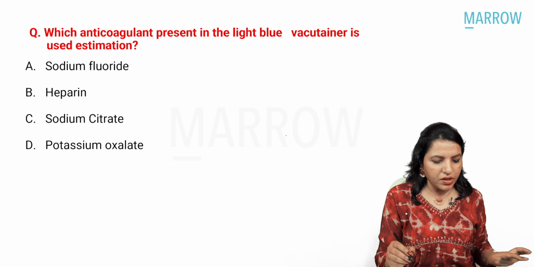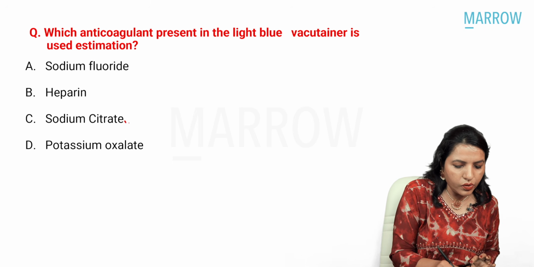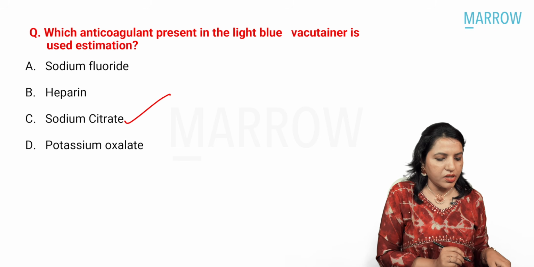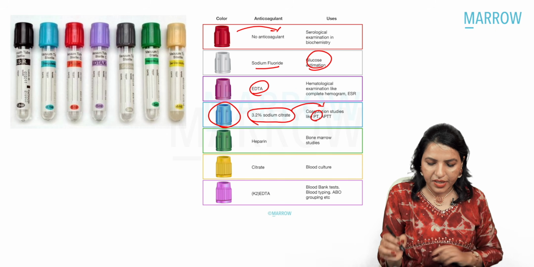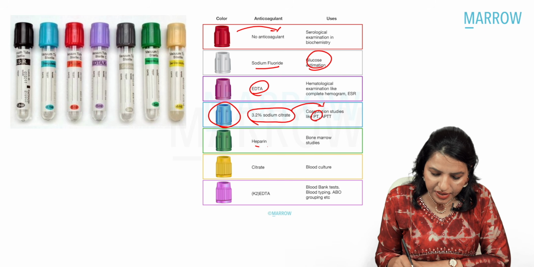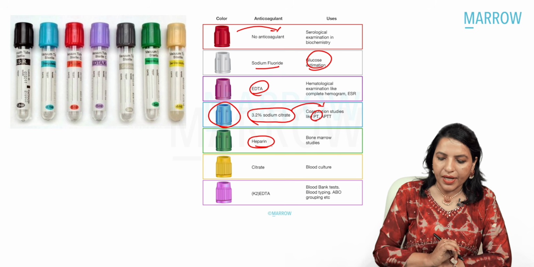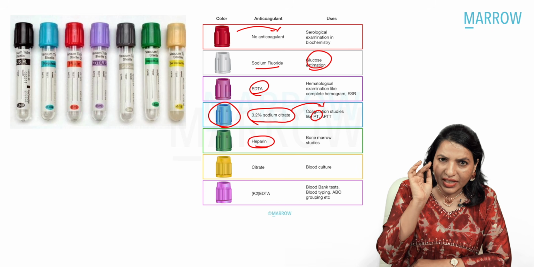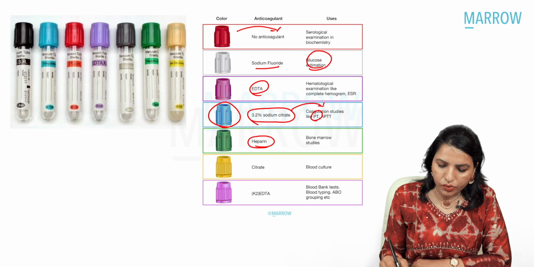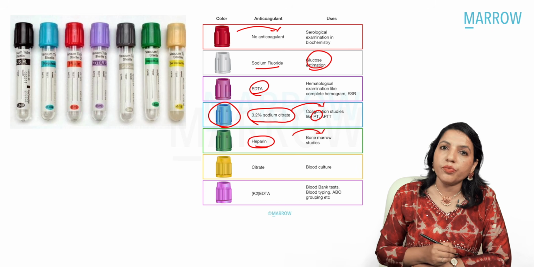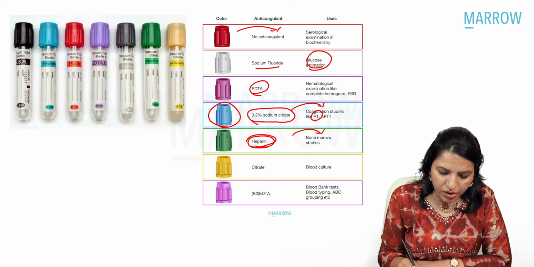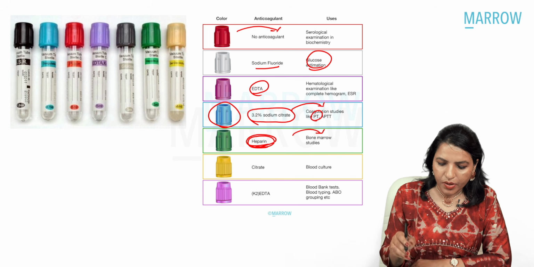So in that question they asked us about the light blue. The answer here is sodium citrate. Then what about fluoride, heparin and oxalate? What you can see here is heparin. The next one is heparin. Heparin in the green color code is used for bone marrow studies. Like bone marrow studies, we use heparin as an anticoagulant.